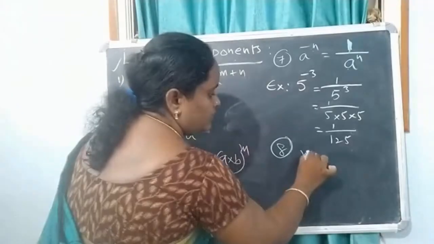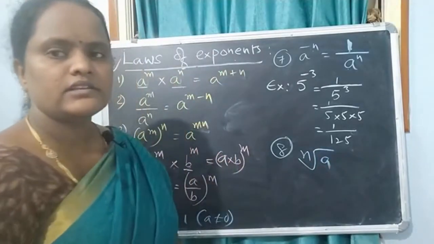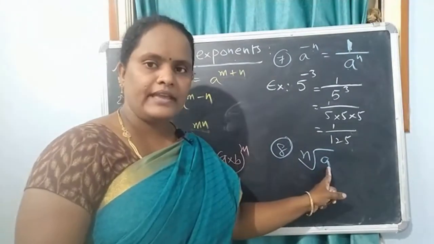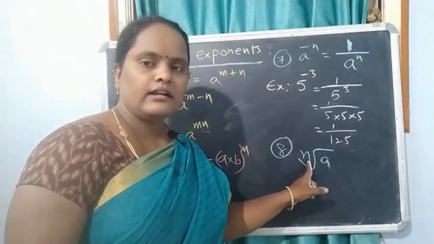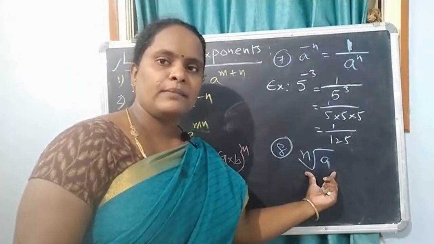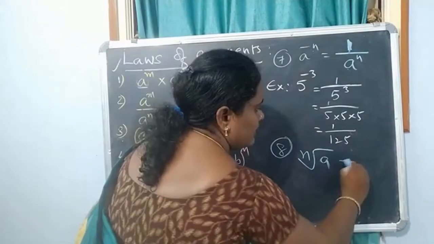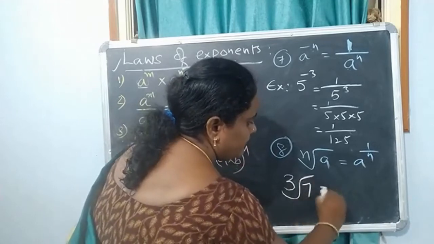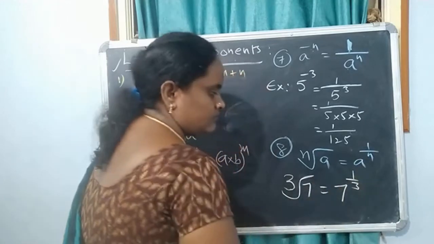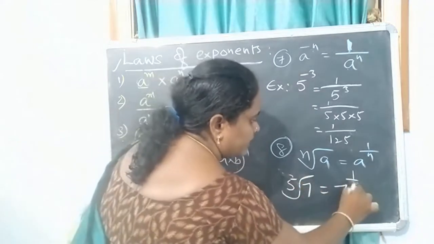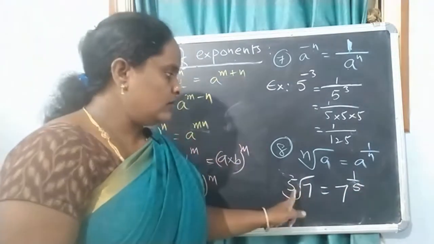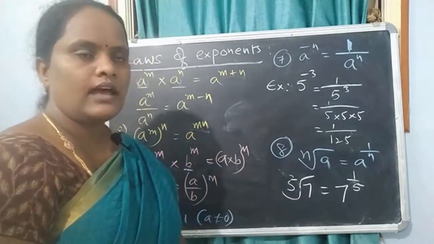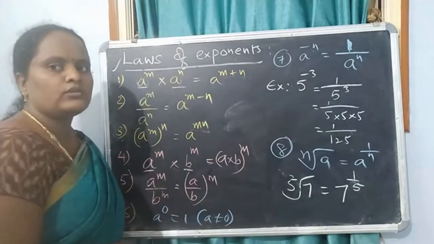Next, the eighth one, nth root a. We have seen that we have irrational numbers, not only square roots and cube roots, but fourth roots also. So whenever nth root a is there, this n is called the order. This nth root a form can be converted into exponential form, a power 1 by n. So if we have the cube root of 7, that can be written as 7 power 1 by 3. If we have the fifth root, we will write it as 7 power 1 by 5. So nth root a can be converted into exponential form. These are the laws of exponents which we are going to see now.